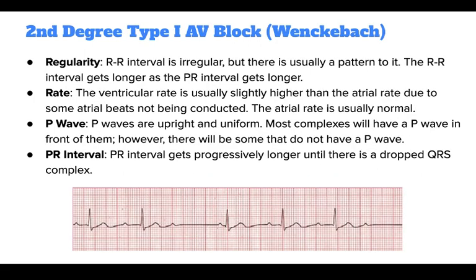For second degree type 1 AV block, the RR interval is irregular, but there is usually a pattern to it. The RR interval gets longer as the PR interval gets longer. The ventricular rate is usually slightly higher than the atrial rate due to some atrial beats not being conducted, and the atrial rate is usually normal. The P waves are upright and uniform. Most complexes will have a P wave in front of them. However, there will be some that do not have a P wave. And the PR interval gets progressively longer until there is a dropped QRS complex.